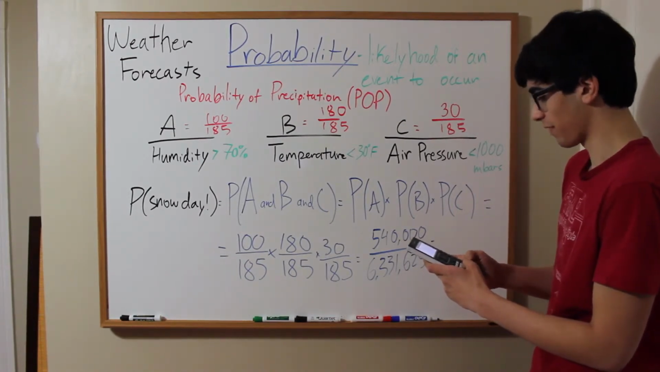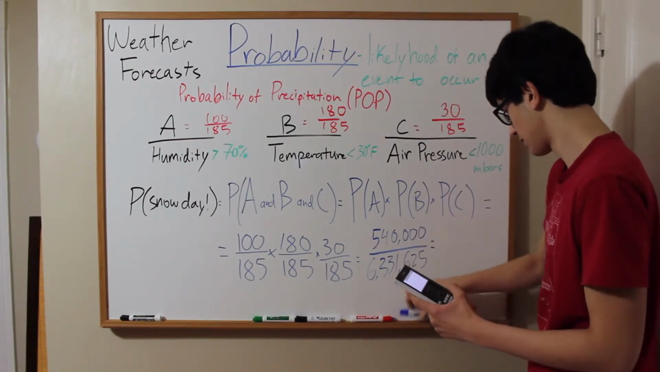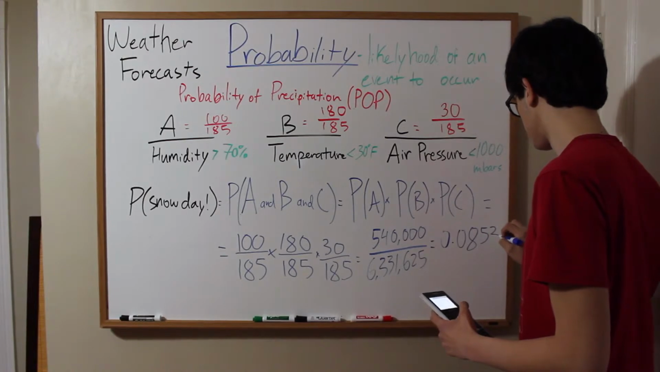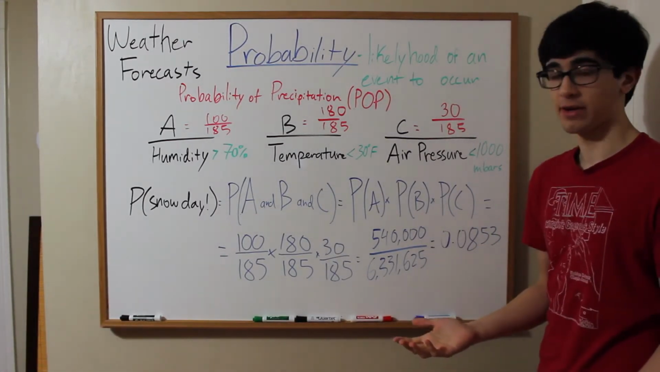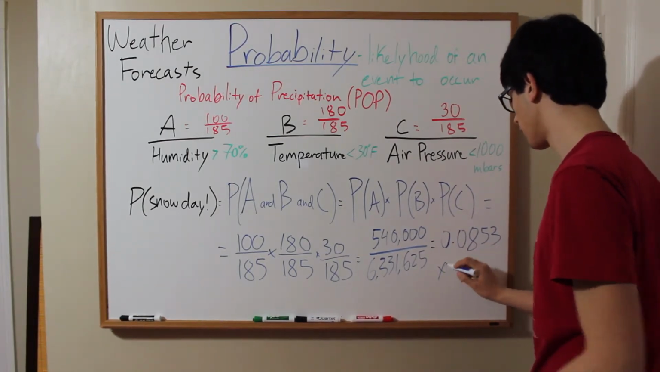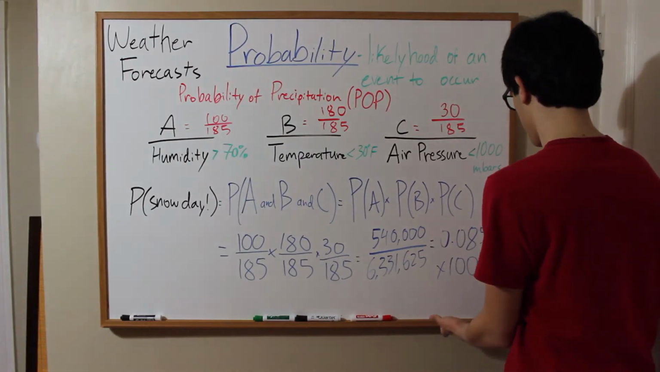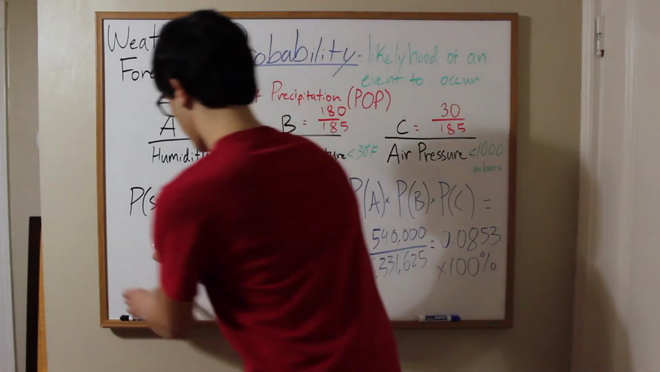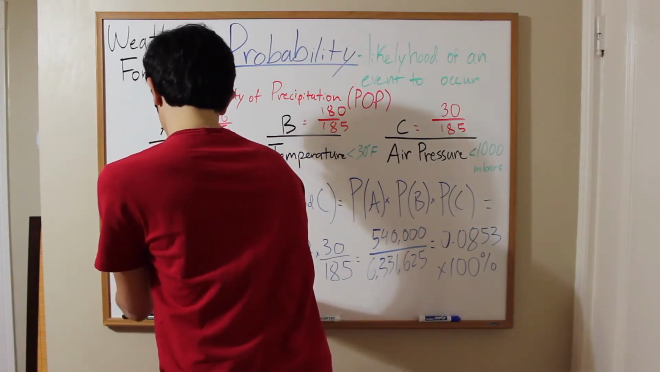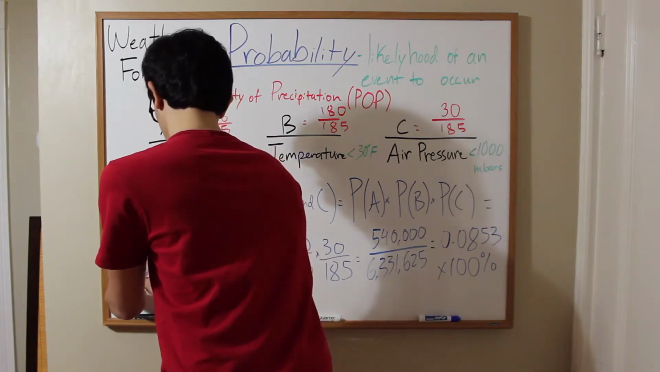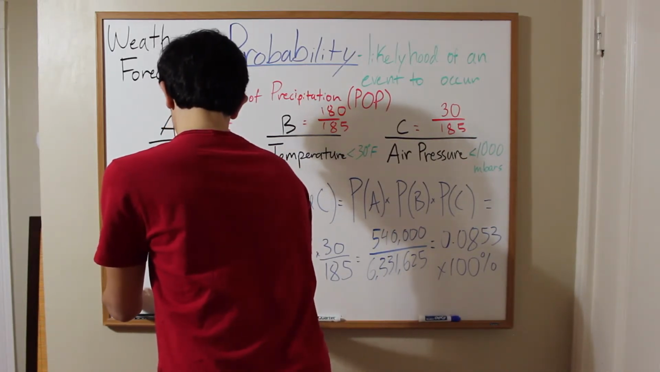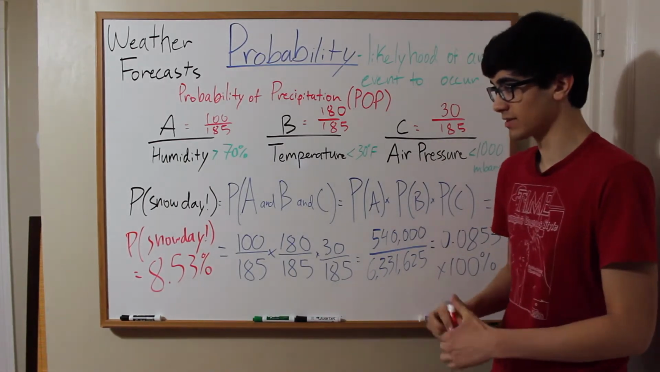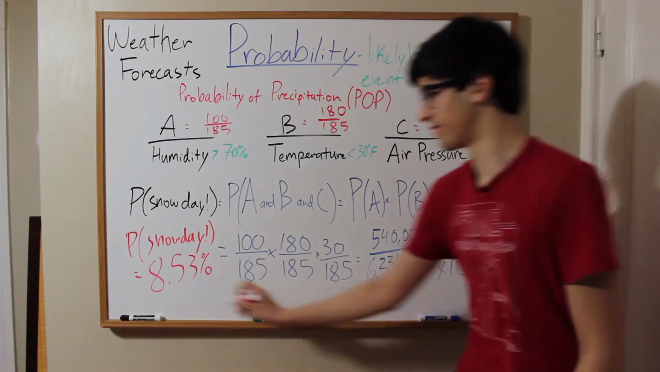540,000 divided by 6,331,625 is about 0.0853. Once we have this probability in the form of a decimal, we can multiply by 100% to get the percentage form, right? So, 0.0853 times 100% gives us, let's write it over here, the probability of a snow day equals 8.53%. Just because 0.0853 times 100 is 8.53%, the probability of a snow day as we calculated it is 8.53%.